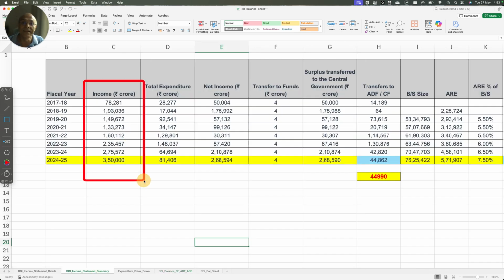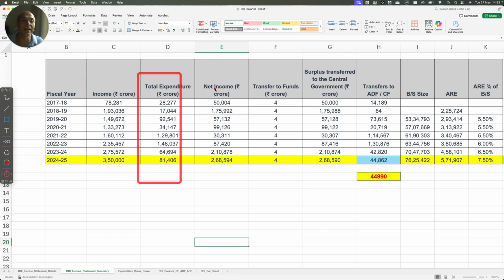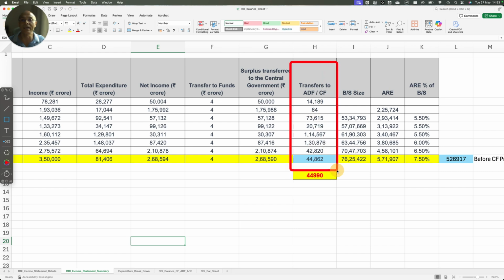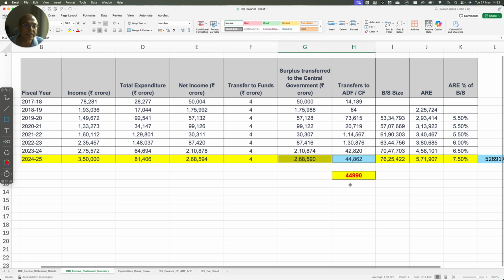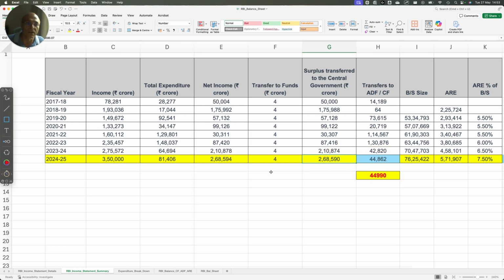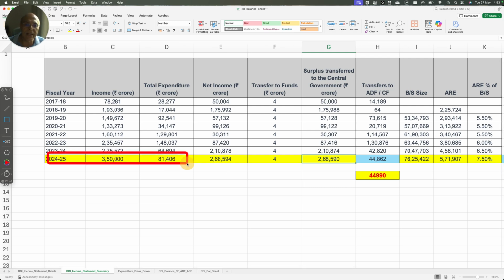So this is the income of RBI, this is the expenditure of RBI, and this is the net income of RBI. And then after having made transfers to the CF and the ADF, you will be able to transfer the money to the central government. So this amount, 2.68, which you saw, and if you add this here, this amount was 3.31 lakh crores. This transfer that you are making is coming from your net income. You understand? So this is the transfer which is going to the government, and this is coming from your net income.